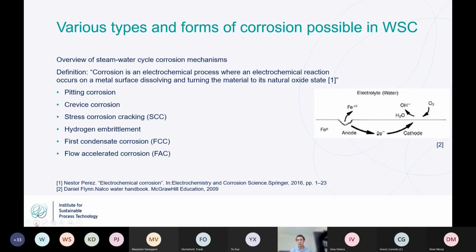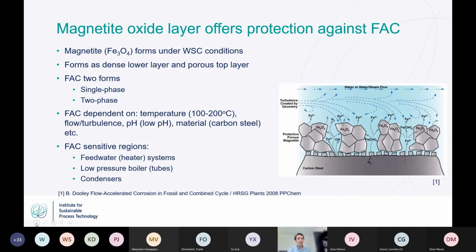And how does this corrosion work and how can it be mitigated? As I told before, metal is not stable within an aqueous system, and within the aqueous system of a water steam cycle, the most stable iron oxide found is magnetite, due to the high temperatures, low oxygen content, and high pH. So magnetite forms in two layers simultaneously, as seen in the picture: a lower, denser layer forming where the metal used to be, and on top a more porous layer.